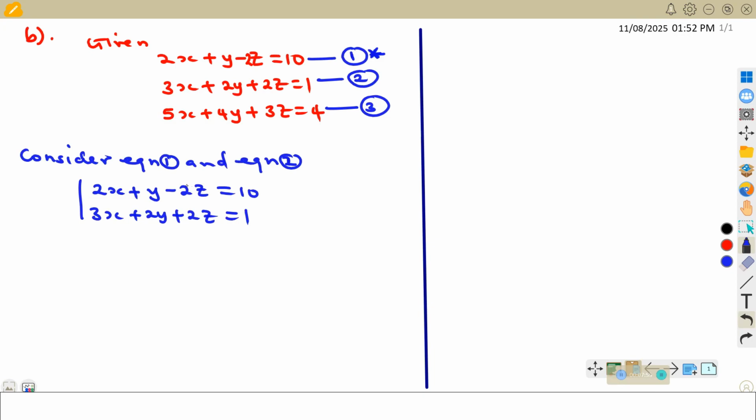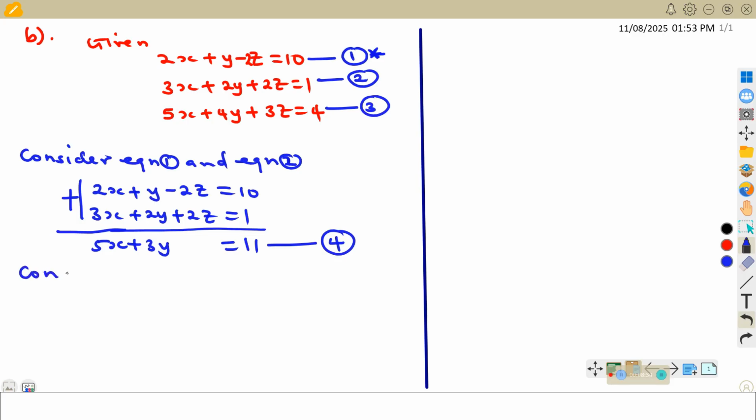From this we can easily eliminate z since the coefficients are already the same. Looking at the signs, they are opposite signs, so we shall add here. If you have different signs, you deal with addition. Same signs, you deal with subtraction. So when we do that, we shall be able to get 5x, y plus 2y is 3y, and this will be equal to 11. We shall call this equation number 4.